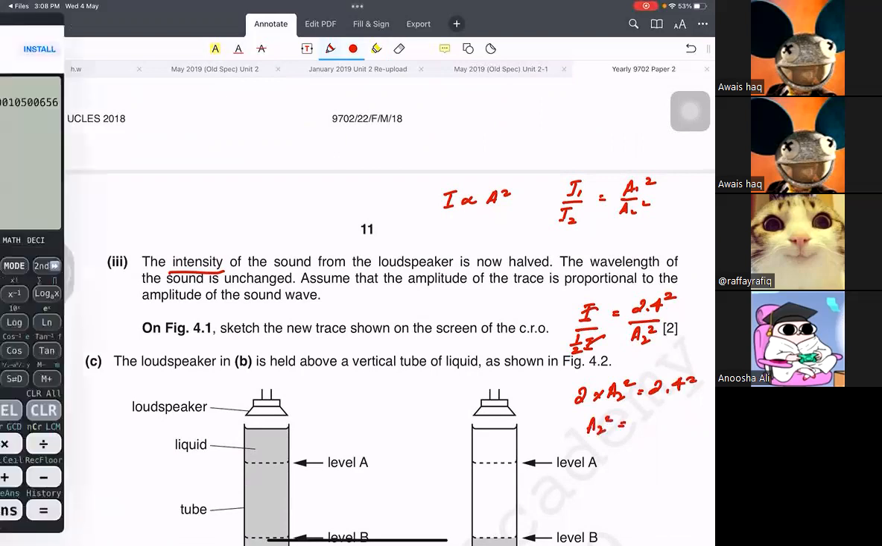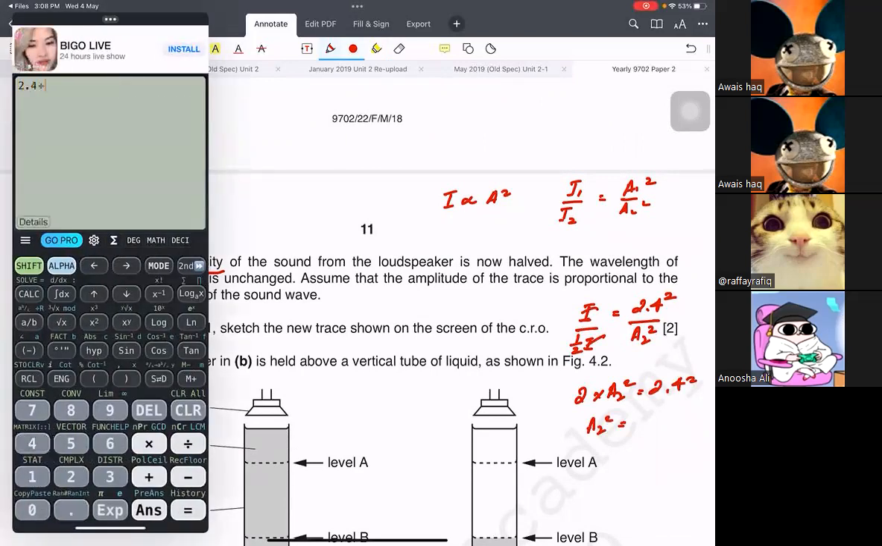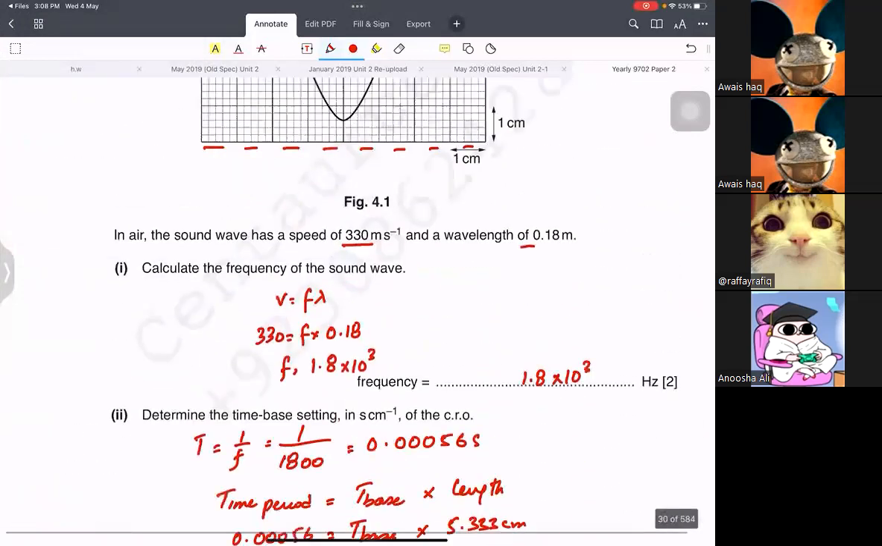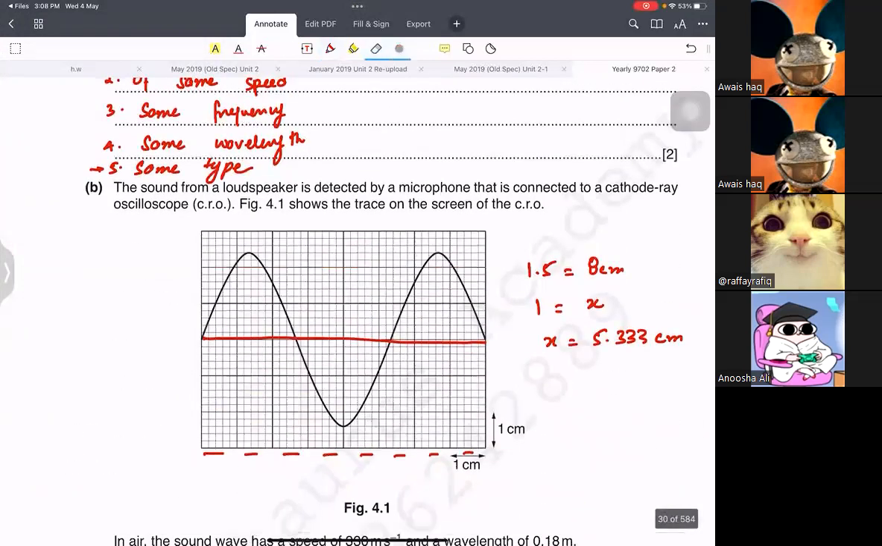A2 squared equals 2.88. Now, please don't make a mistake here. Always be very, very careful. And then you can take the square root. That would be basically the new amplitude, about 1.7, right? So what I'm going to do is trace it. Let's do it. 1.7 from here, this is 1 centimeter. So 1.2, 1.4, 1.6, 1.8. So 1.7 will be here. Exactly here, I'm going to mark a point. And then I need to check from below as well.